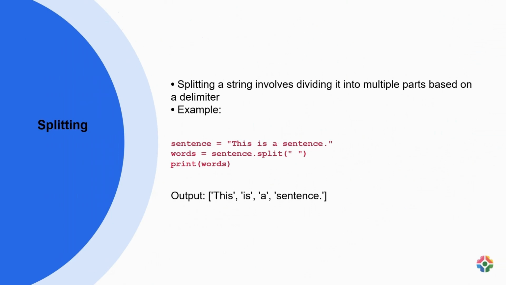Splitting a string is the process of breaking it into several parts using a specified delimiter. For example, if we have a string, this is a sentence, and we split it based on spaces, the output would be this, is, a, sentence. This is achieved by using the split method in Python, where you specify the delimiter inside the parentheses.